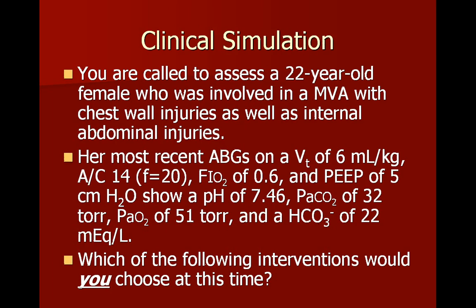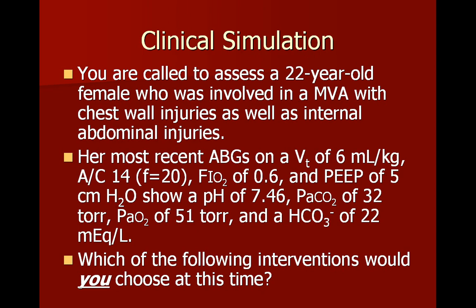So here's our little clinical simulation that we have. For those of you who have suffered through that exam, you know what I'm talking about. You're called to assess the 22-year-old female who's involved in a motor vehicle accident with chest wall injuries as well as internal abdominal injuries. You can see her tidal volume of 6 milliliters per kilogram, ARDS formatted, respiratory rate backup of 14, breathing at a rate of 20, 60%, 5 of PEEP, and there are her blood gases. You can see that you have some hypoxemia there, but a respiratory alkalosis beyond that.